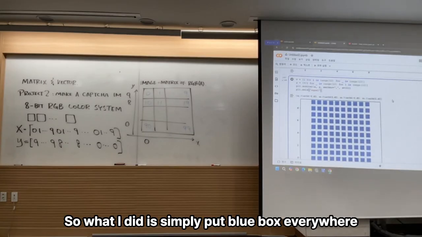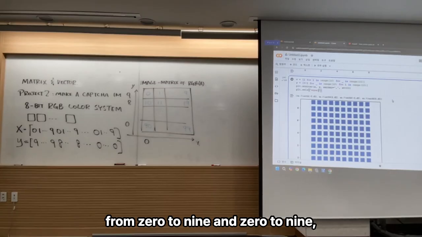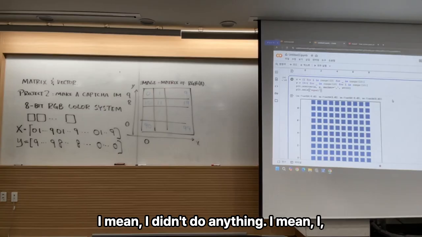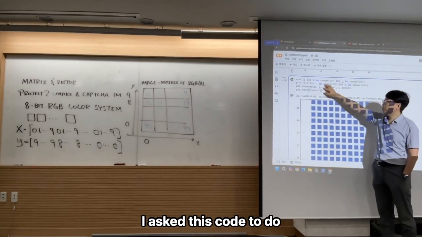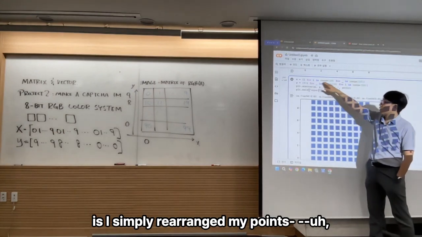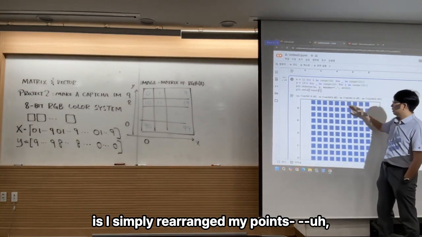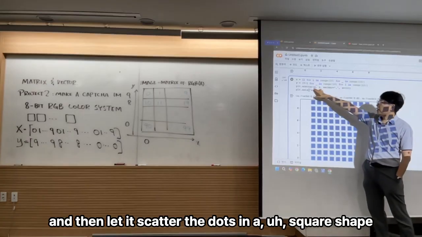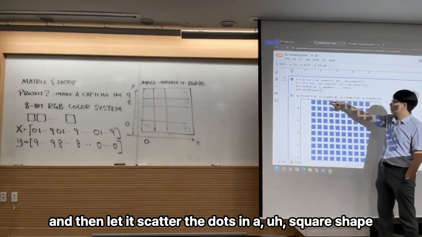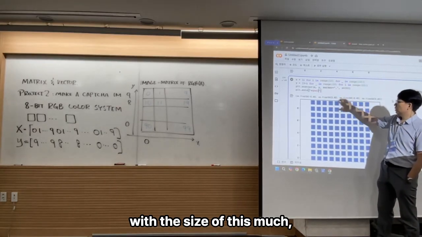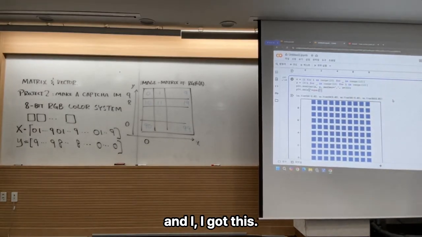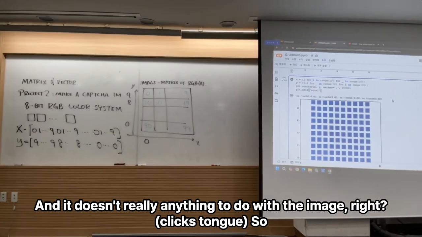So what I did is simply put a blue box everywhere from 0 to 9 and 0 to 9, horizontal and vertical. You see what I mean? I didn't change the color. What I asked this code to do is arrange my points in a sequence and then scatter the dots in a square shape at those coordinates with the size of this much. And I got this. And it doesn't really have anything to do with the image, right?